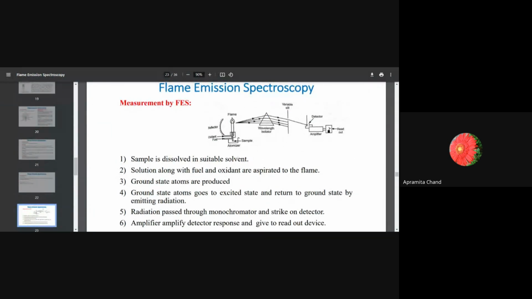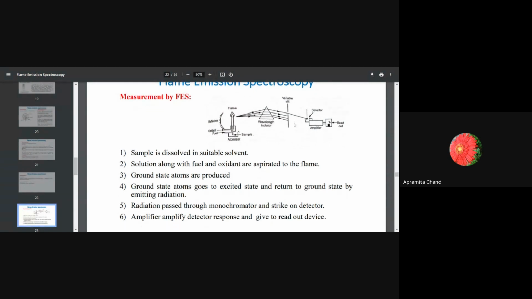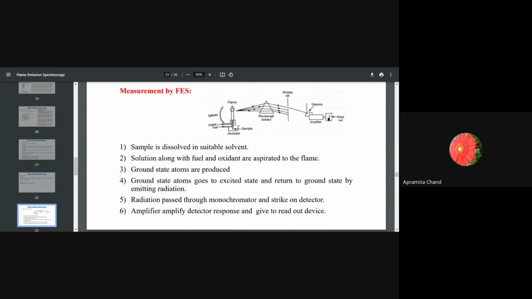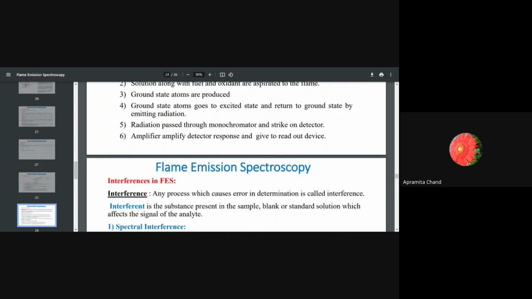So what is the general thing that we are doing? We dissolve the sample in the solvent, and then it is aspirated into the flame. Ground state atoms are produced. They go to the excited state. They return to the ground state by emitting radiation. Now this emitted radiation is passed to the monochromator, strikes the detector, and finally the detector response is amplified and given to the readout device.